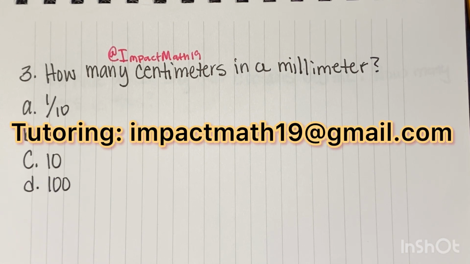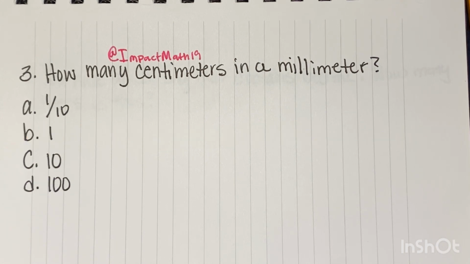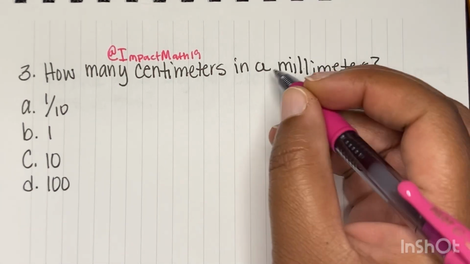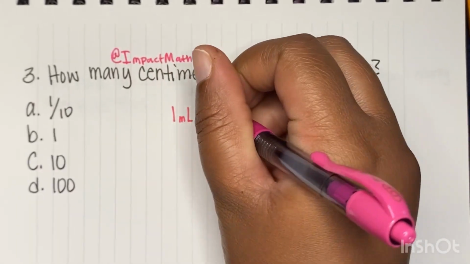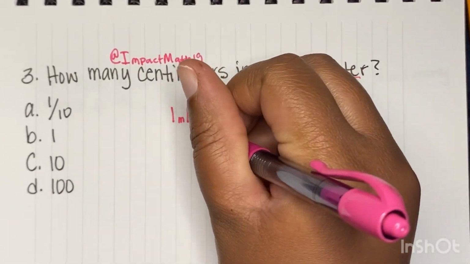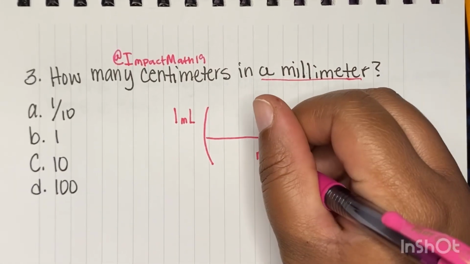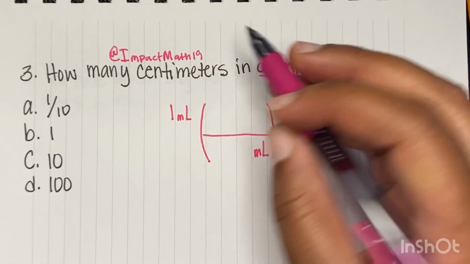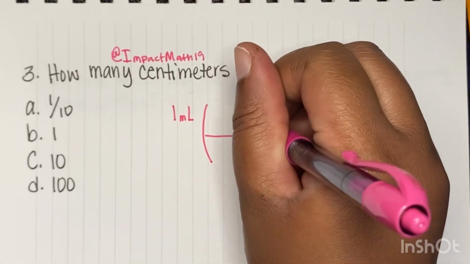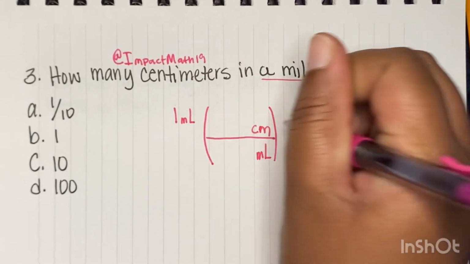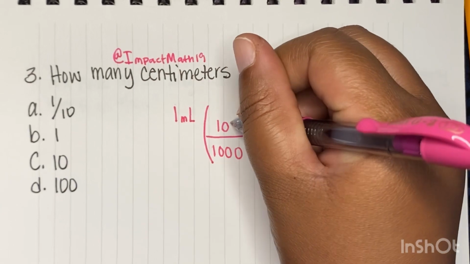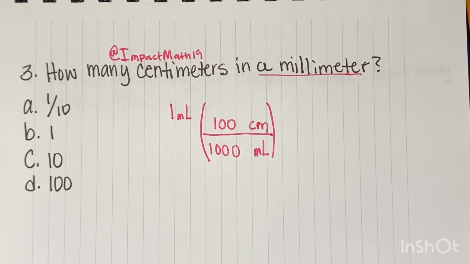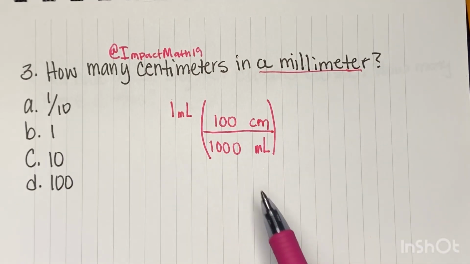How many centimeters in a millimeter? Okay, so we know we're given a millimeter, so we're gonna start with 1 millimeter, okay? And then we want to cancel out millimeters, so millimeters has to go on the bottom because we want them to cancel. And it's asking us how many centimeters. Okay. So there's 1,000 millimeters and there's 100 centimeters. Okay. Centi means 100, milli means 1,000.